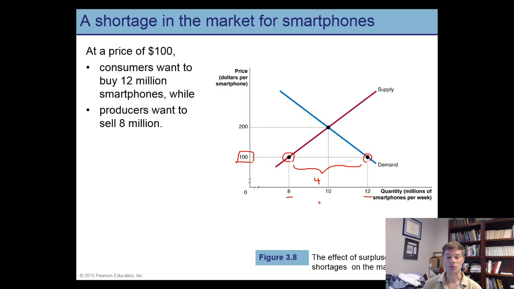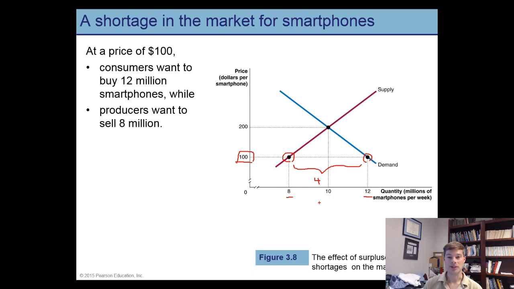Some consumers will begin to offer $110 for a smartphone. Other consumers will offer $120 for a smartphone. This will continue putting upward pressure on the market price level until there's no longer a shortage. We expect there to be upward pressure on the market price level until the price level reaches $200 per smartphone. At that price, there'll no longer be a shortage. We don't expect a price of $100 to persist because of the shortage.